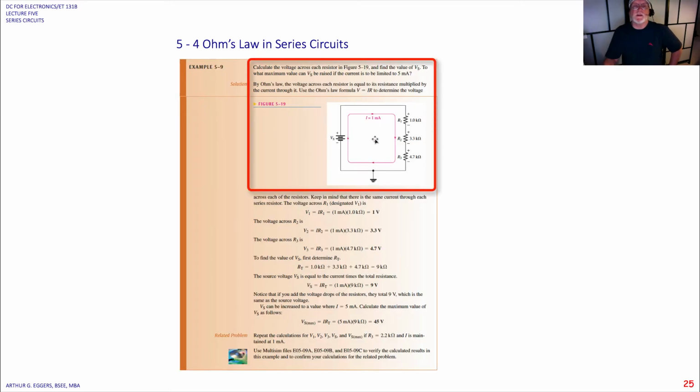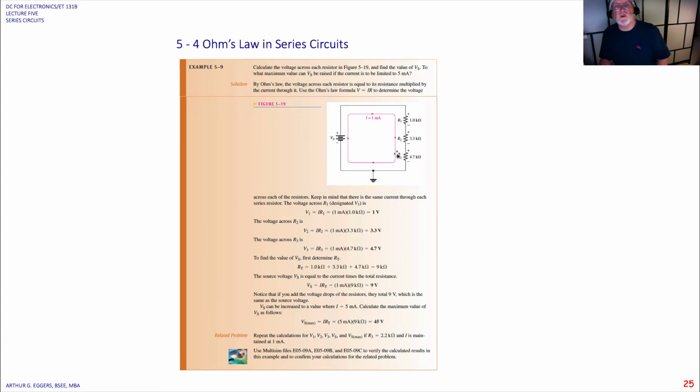So now in this one, let's look at it. Again, we're given another circuit. We're given a 1 milliamp current. We've got three resistors here, 1, 2, and 3, each with its specified values, 1K, 3.3K, and 4.7K ohms of resistance. Calculate the voltage across each resistor and find the value of V sub S. To what maximum value can V sub S be raised if the current is to be limited to 5 milliamps? So we've got a two-part problem here.